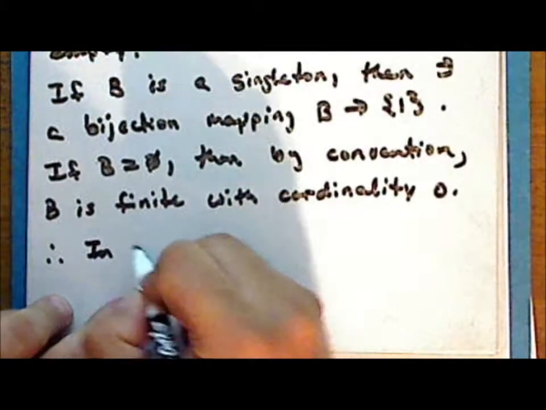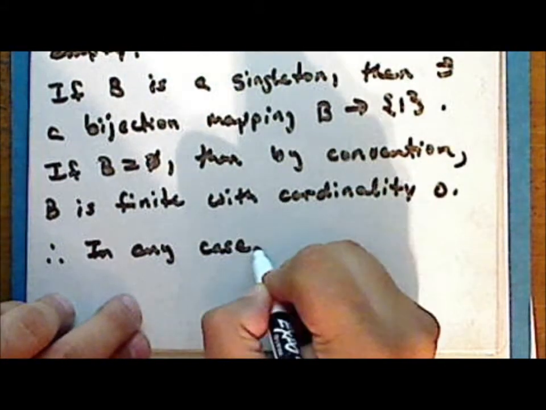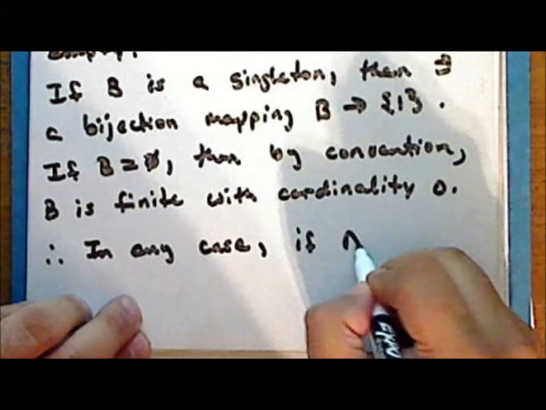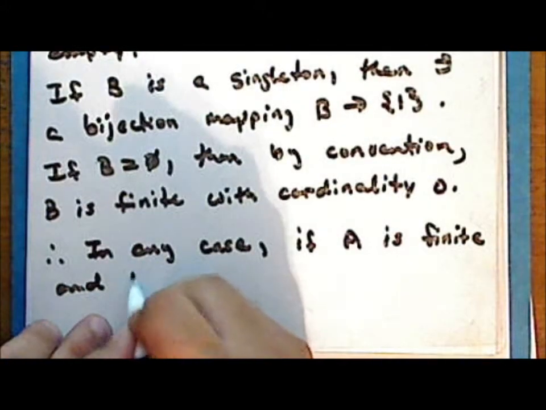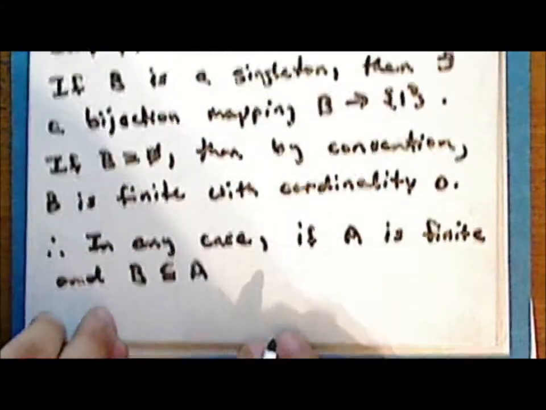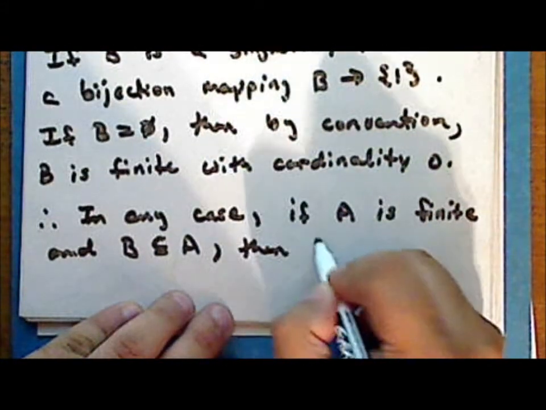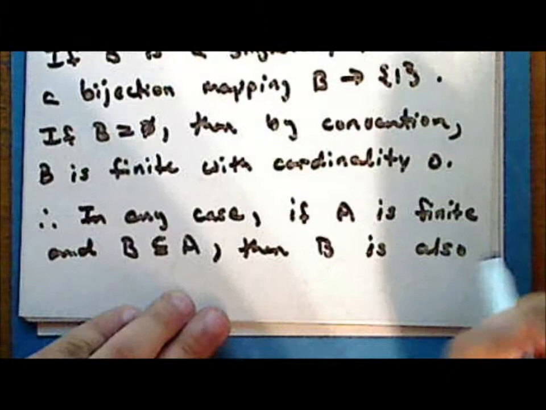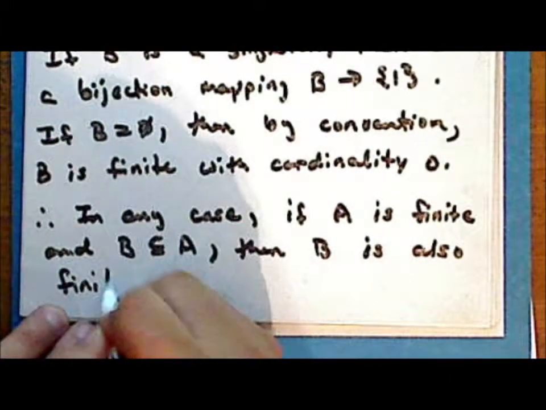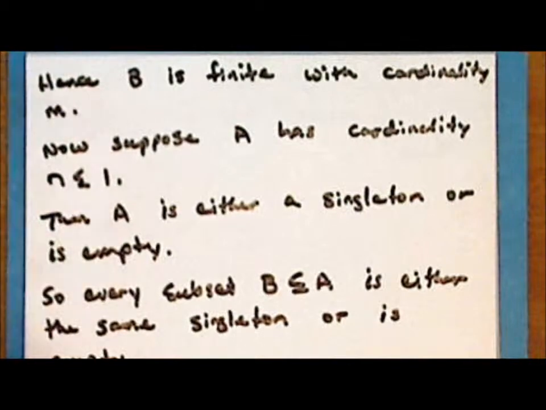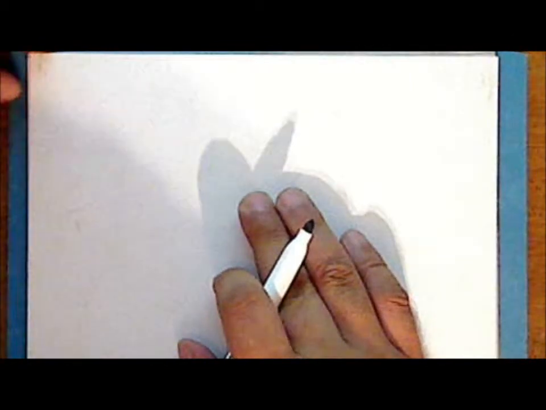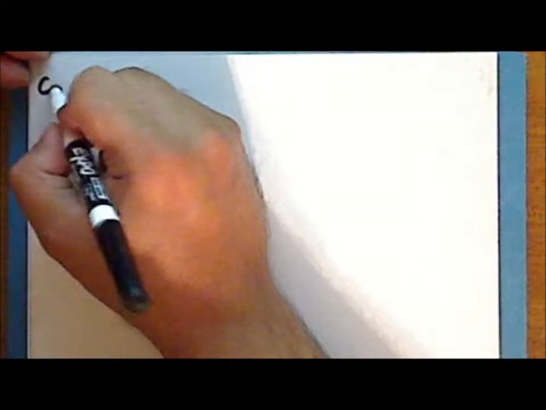And therefore, in any case, if A is finite and B is a subset of A, then B is also finite. And so every subset of a finite set is finite. Okay, so this corollary itself has a corollary.